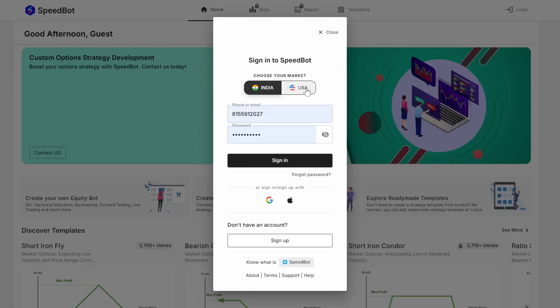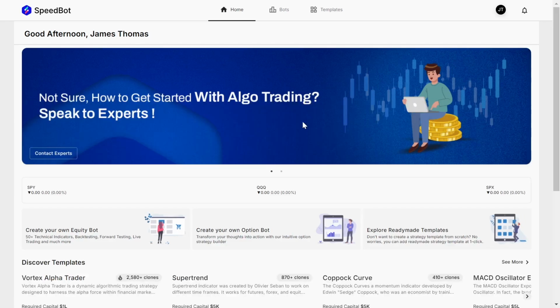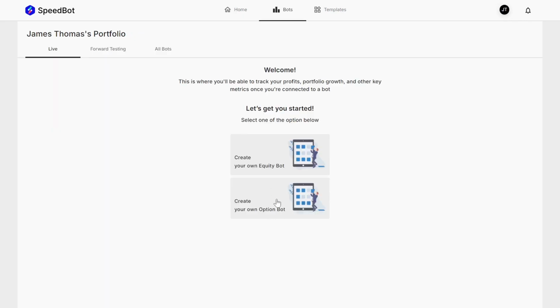So over here, once you click on the login button, then you'll be able to see the USA symbol. Once you click on that, then you'll be redirected to the US platform, that is us.speedbot.tech. So over here, you can create trading bots for the index options, for the ETF options, and you can create bots for the equity or the stock segment. So let me just demonstrate how you can do that.